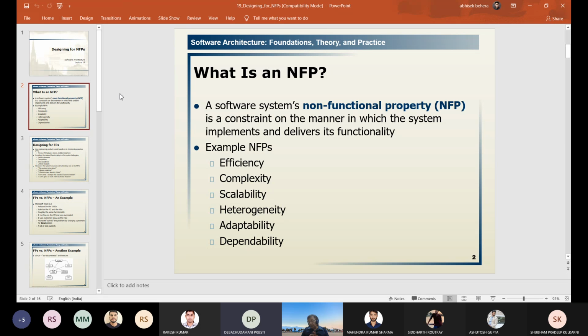Just like sir told, it is very similar here. These 6 kinds of non-functional properties you can compare to this. Here we have efficiency, complexity, scalability, heterogeneity, adaptability, and dependability as the 6 kinds of non-functional properties.